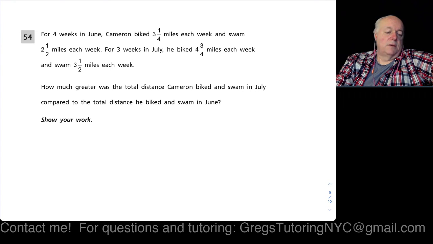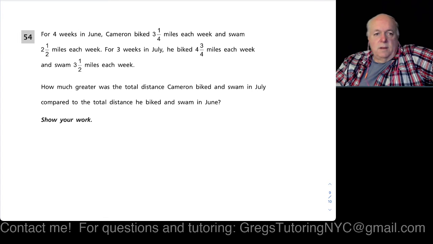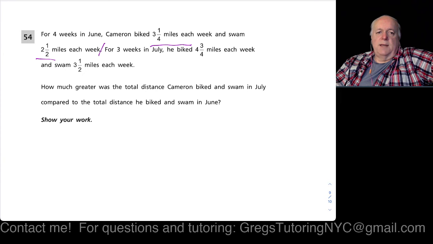Let's see, what about this one? For 4 weeks in June, Cameron biked 3 3/4 miles each week and swam 2.5. For 3 weeks in July, he biked this and swam that. How much greater distance did he bike in July compared to June?